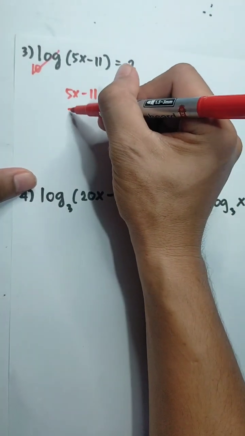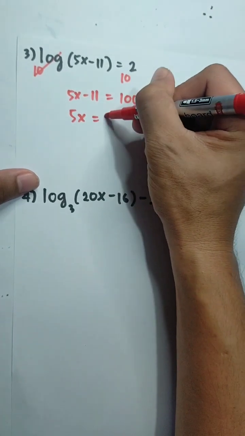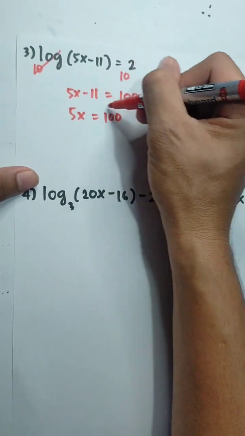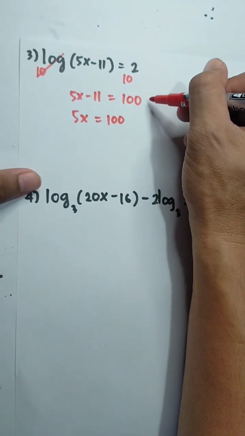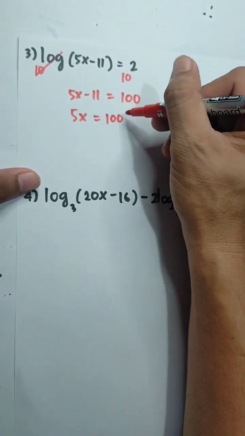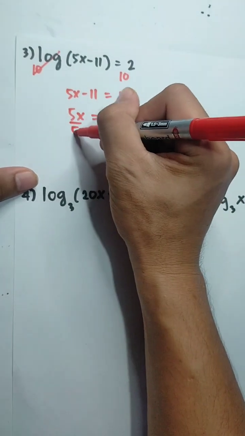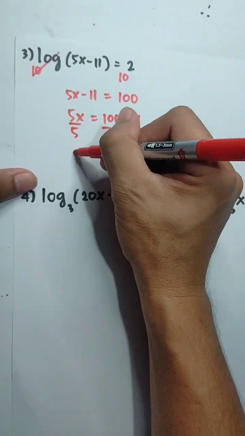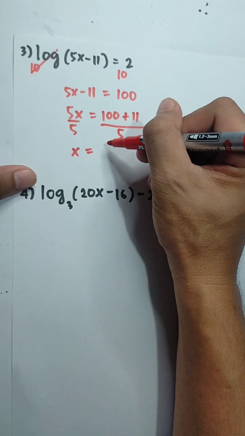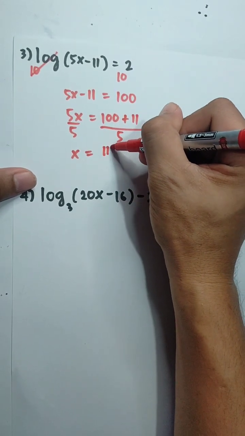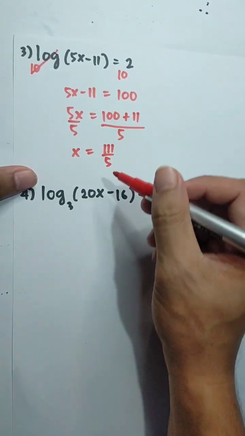Now let's solve for x. It's 5x equals 100, and we add 11 to both sides. We get plus 11 here, and let's divide both sides by 5. We have x equals 111 over 5.